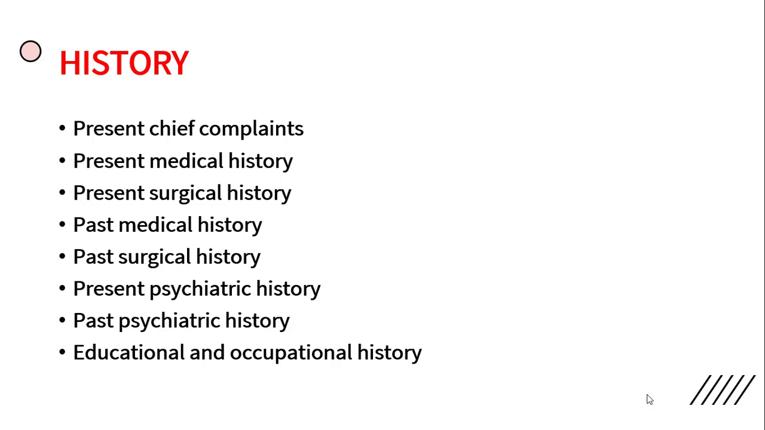Then present medical history. What is the present medical status of the patient? If the patient has any kind of medical history, you have to specifically mention it under present medical history. And if there is none, you can write no significant history of present medical history. Next is present surgical history. That means if the patient has undergone any kind of surgery and is taking treatment and medication for any surgery or operation, you have to write it under present surgical history. And if there is no surgical history, you can write no significant history of present surgical history.